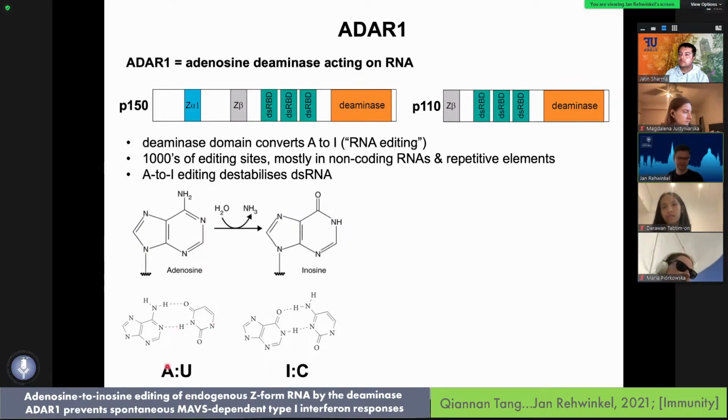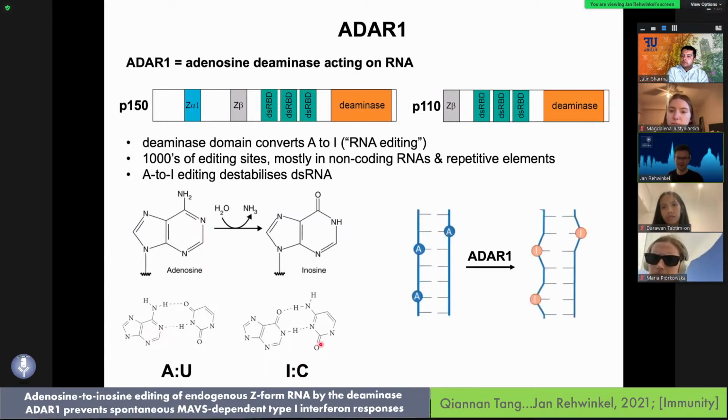However, if this adenosine is edited to an inosine, then the base pairing properties change, and the inosine will pair with cytosine, as shown here. So if you imagine a double-stranded RNA with multiple A's that pair with opposing U's, and then these A's get edited to I's, then the stability of this double strand will be disrupted because the I doesn't have the appropriate base to pair on the opposite strand.